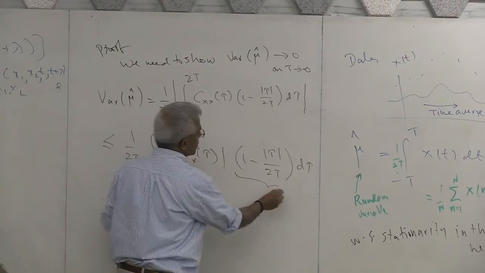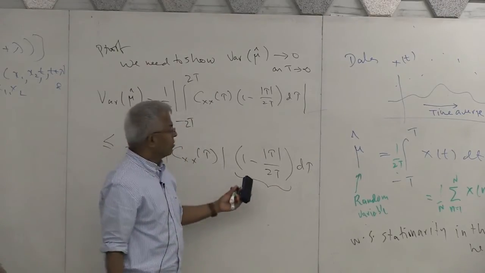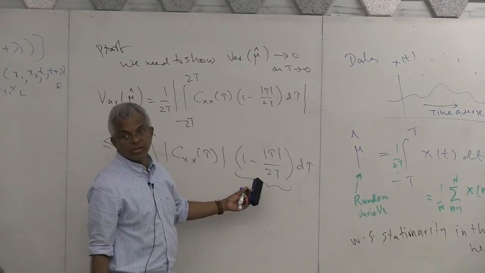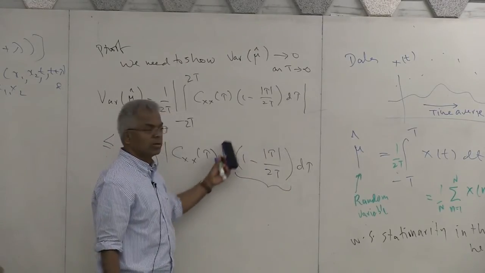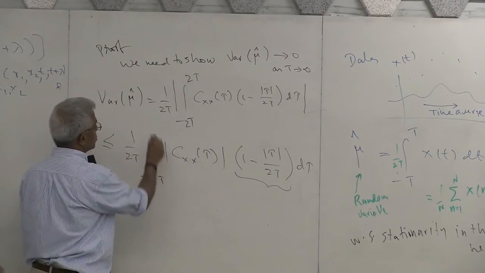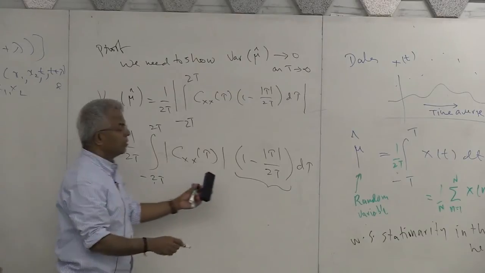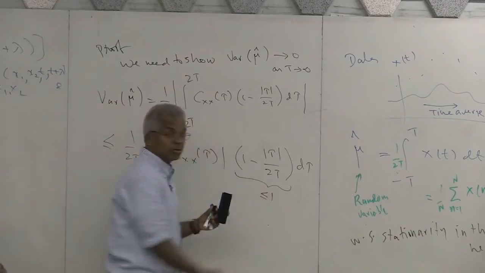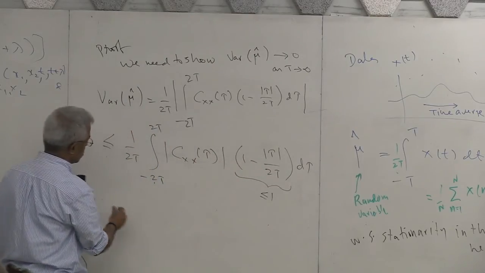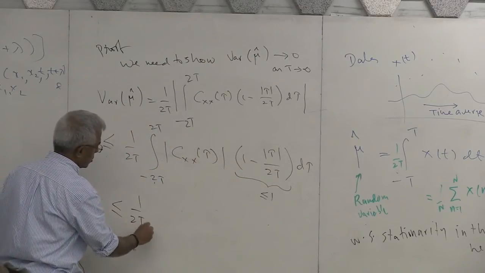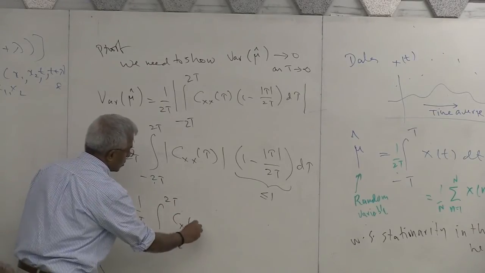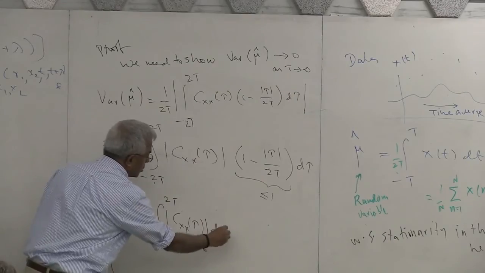What is the value of this? Anybody? For any tau, what is the value of this? Look at inside. This quantity is what? Because tau only goes from minus 2t to 2t, in this interval it's less than or equal to 1. A positive quantity multiplied by something less than or equal to 1, isn't this true?